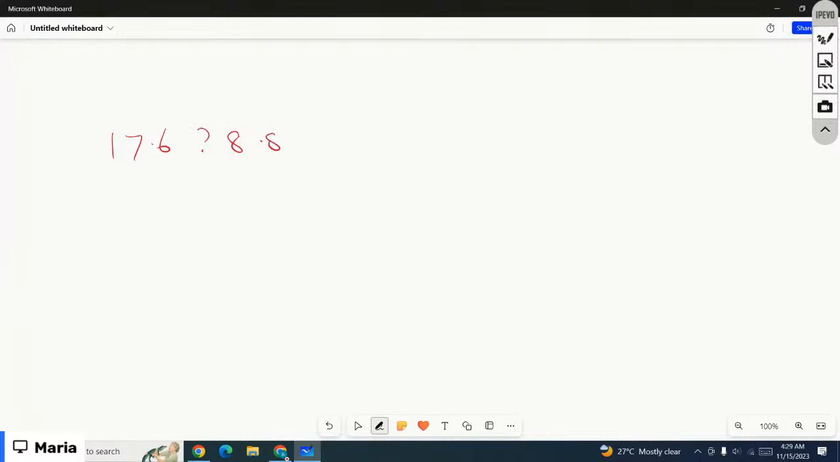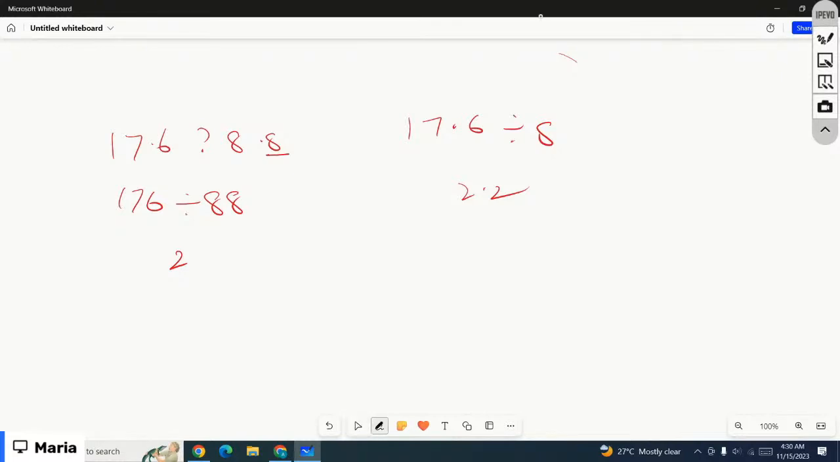17.6 divided by 8.8, you have to compare it to 17.6 divided by 8. So here you have one decimal place. So for both the digits, you need to move one place, right? So it would be 176 divided by 88. So let's just divide. 176 divided by 88 is 2. Then you have 17.6 divided by 8. That is 2.2. So which is the correct option, greater or less?